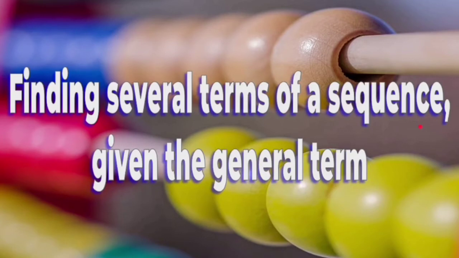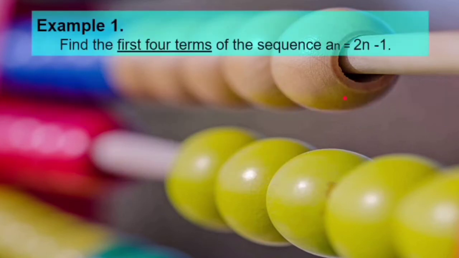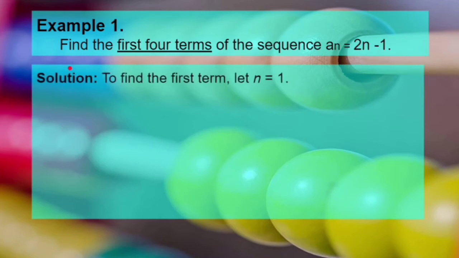So let us find several terms of a sequence given the general term. For example, find the first 4 terms of the sequence a sub n equals 2n minus 1. So remember, when we are solving, always take note of what is asked in the problem. In this case, we will be finding the first 4 terms. So for the solution, to find the first term, we will let n is equal to 1. Then we will use the given general term, a sub n equals 2n minus 1.